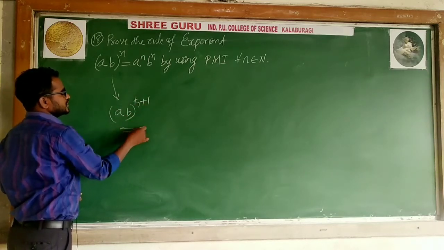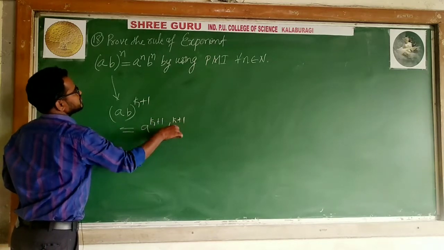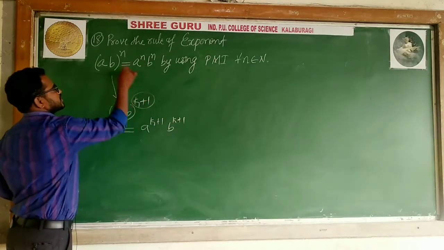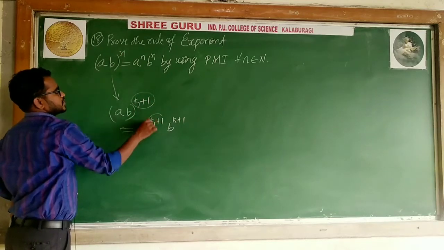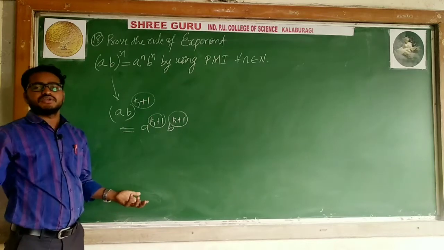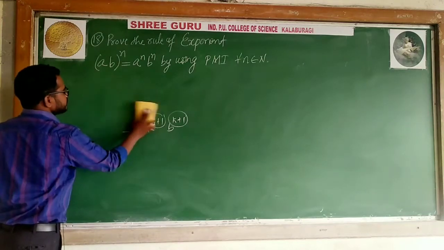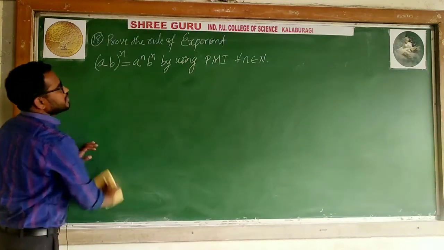Using this I need to prove A to the power k plus 1, B to the power k plus 1. In place of n it is k plus 1. Here n is k plus 1. It is proved. Here it is not like addition, it is multiplication, so this you can prove directly. Okay, very simple it is. Now we will see one by one.